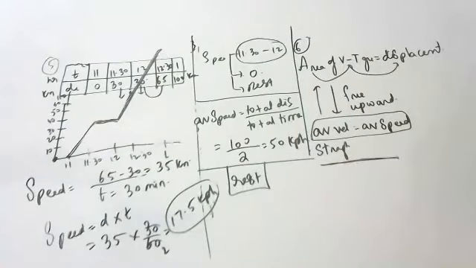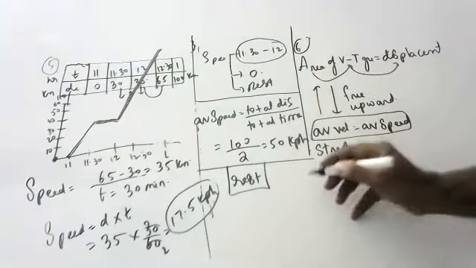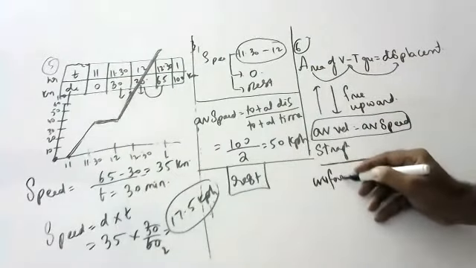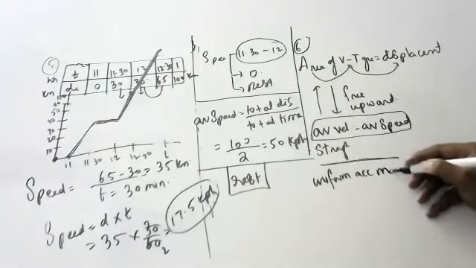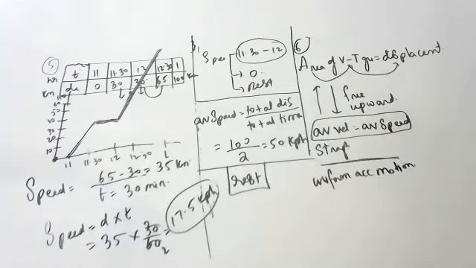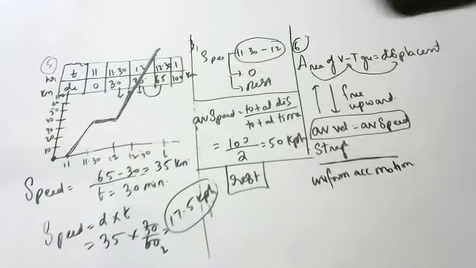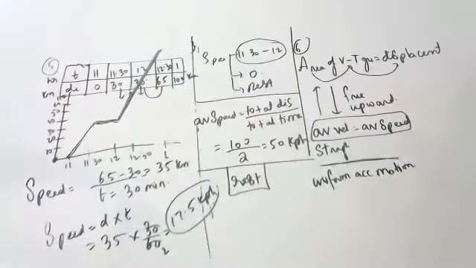Next question. Give an example of uniformly accelerated motion. I want the best example of uniformly accelerated motion. Anyone? Sir, a rocket launch is non-uniform acceleration. No, but after going into space it goes with constant speed. Sir, a pendulum. No. A car moving in speed.